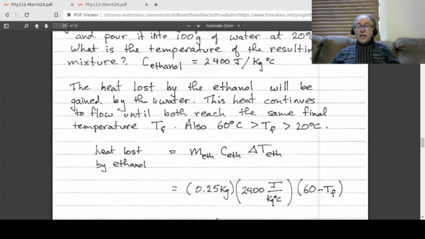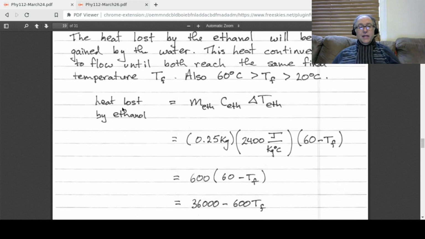Basically, since the ethanol is cooling down as they mix, the ethanol is losing heat. It's losing energy. The water, conversely, is gaining the heat that the ethanol loses, and that process continues until the ethanol and the water are at the same temperature. So we can calculate the heat lost by the ethanol. I didn't write it as delta U here, but that's the delta U. That's just the mass of the ethanol times the specific heat of the ethanol multiplied by the temperature change of the ethanol.